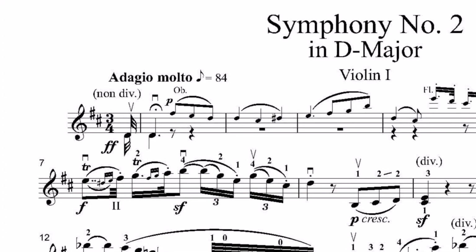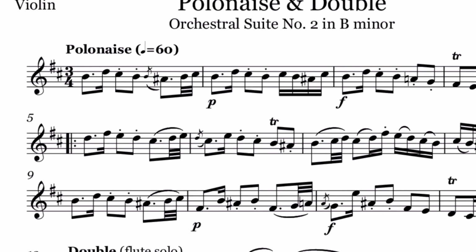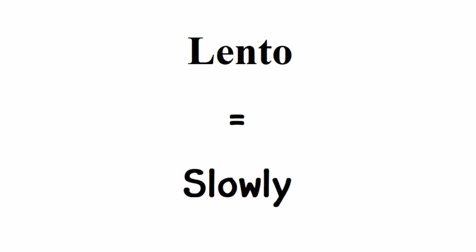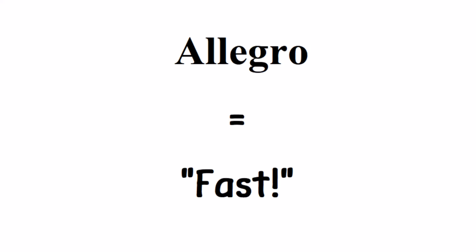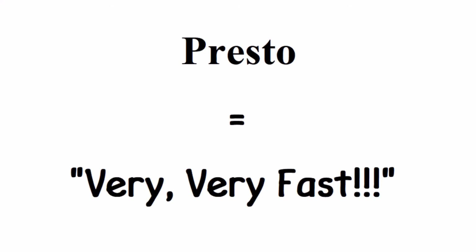Classical music tempo is usually notated using conventional Italian terms, such as lento, meaning slowly, andante, meaning walking pace, allegro, meaning fast, and presto, meaning very, very fast.